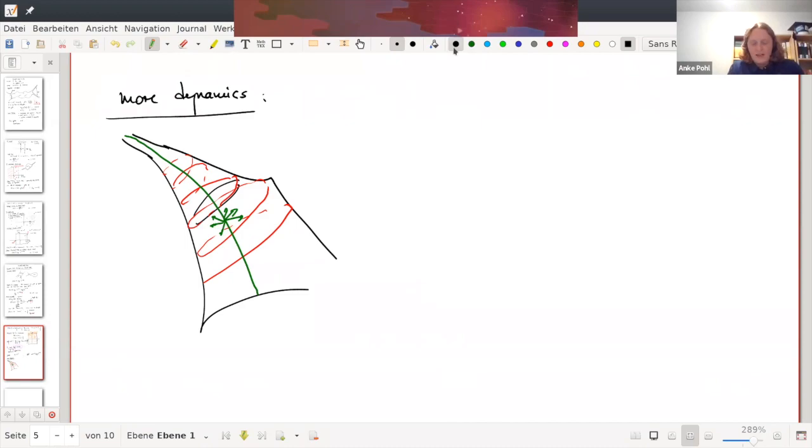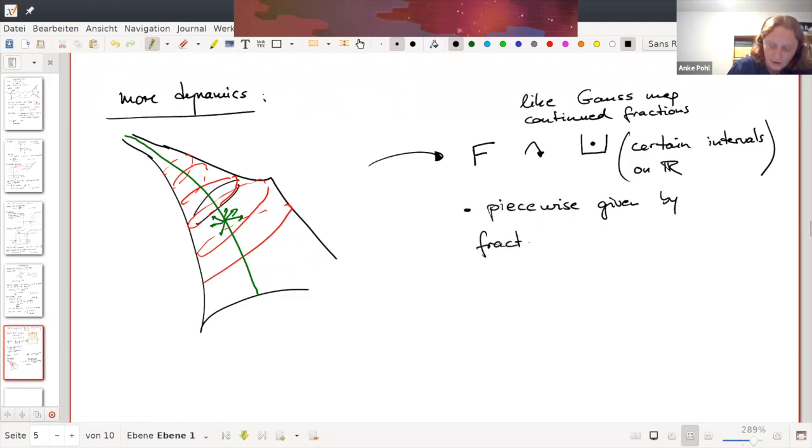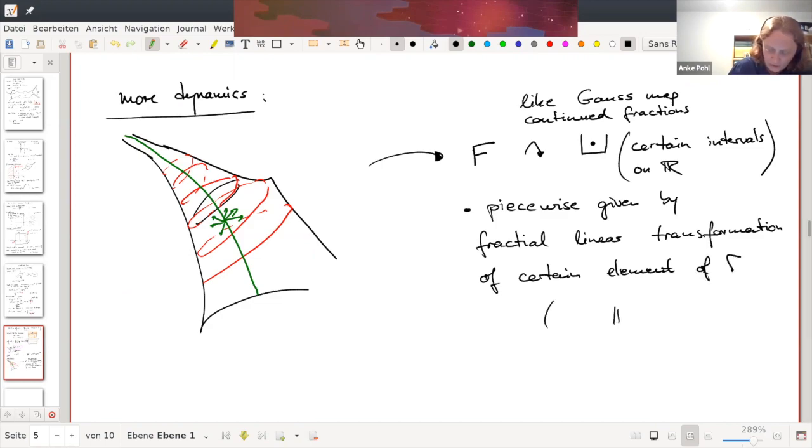When you do this in a clever way, there is an art behind it, which has now become a method, you get out of this, by a lot of procedures in the background, a map which is acting on a disjoint union of certain intervals on R. Think about the Gauss map or continued fractions. A common feature of these maps is that they are piecewise given by fractional linear transformations of certain elements of Gamma. And remember, Gamma was the fundamental group of our surface here.